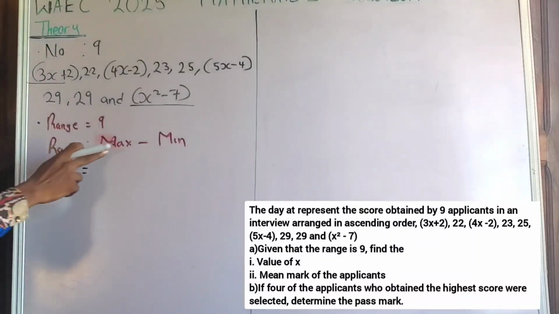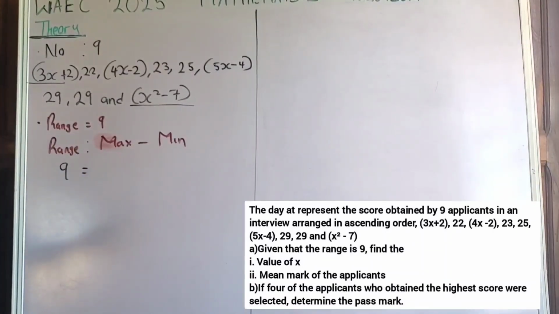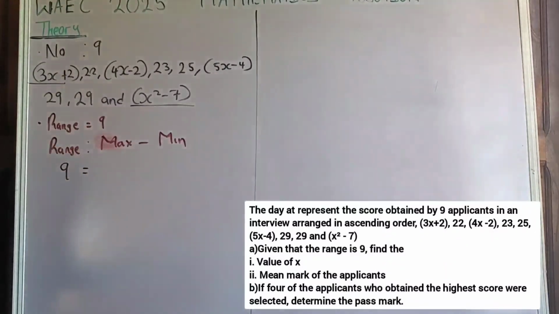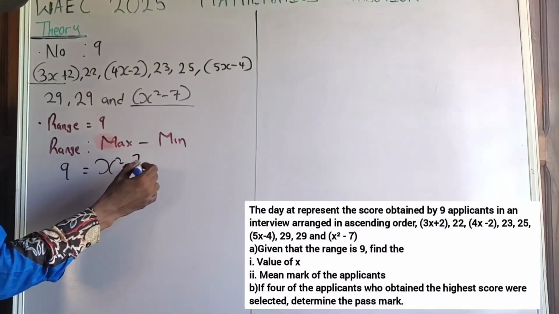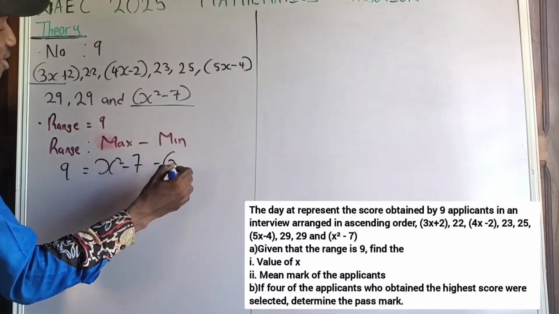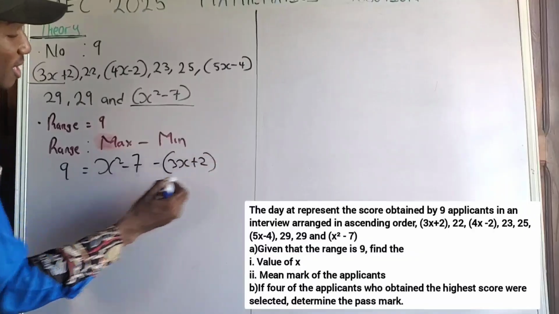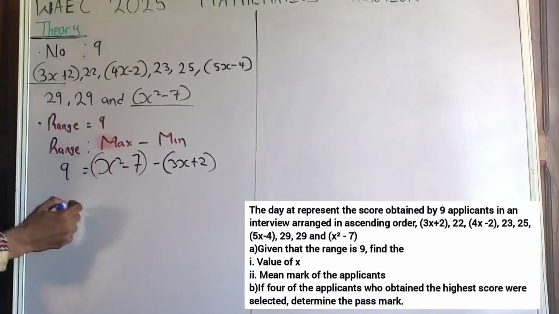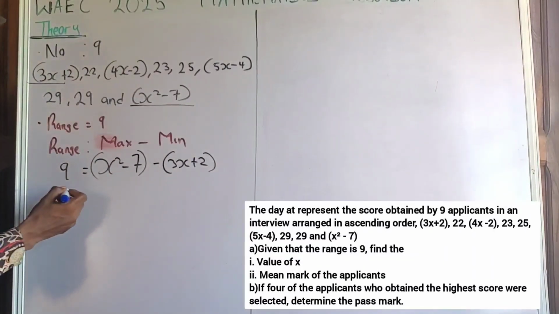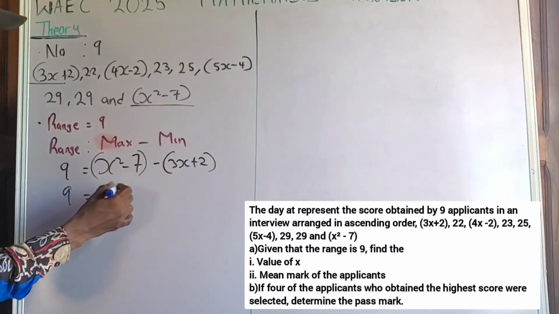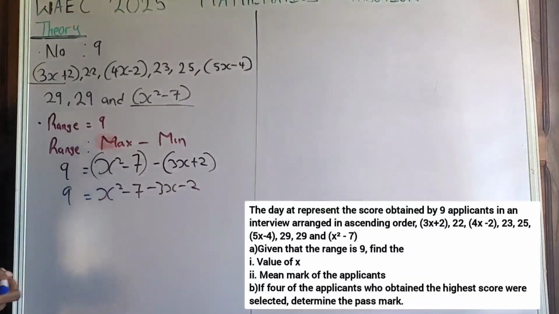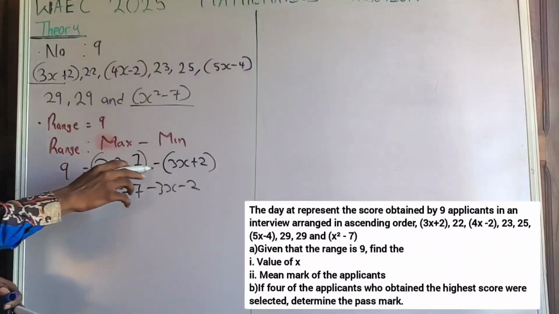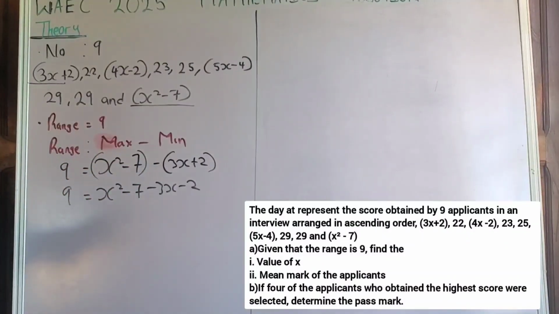And since range is the maximum score minus the minimum score, or the highest score minus the lowest score, that will be x² - 7 - (3x + 2). So I'm going to have 9 = x² - 7 - 3x - 2, because the negative sign is going to affect both 3x and 2.